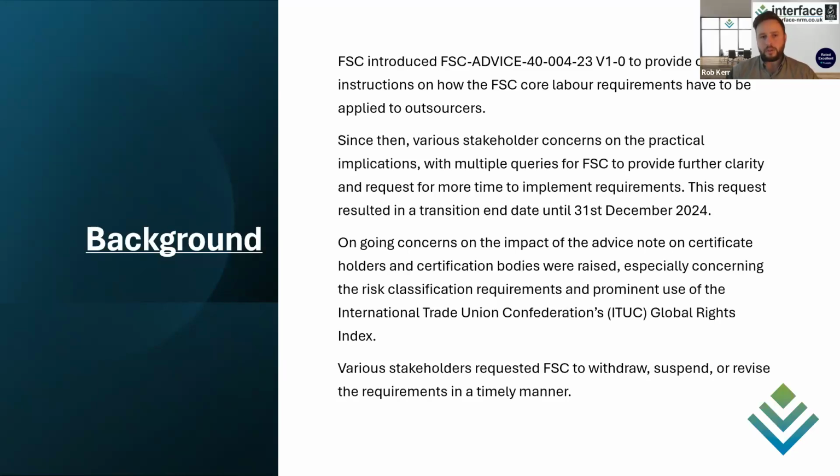This is a brief background. FSC issued version 1 of the advice notes, and there were a lot of concerns relating to those and the implications to certificate holders and certification bodies. Essentially, it meant that all outsourcers in the UK and other countries, without evidence of a second or third party audit, were considered high risk. That was because of the ITUC index, which had the UK at 4 at this point. It meant that everyone potentially needed to be audited, which added considerable time to audits and would affect our ability as a certification body to audit all certificate holders.